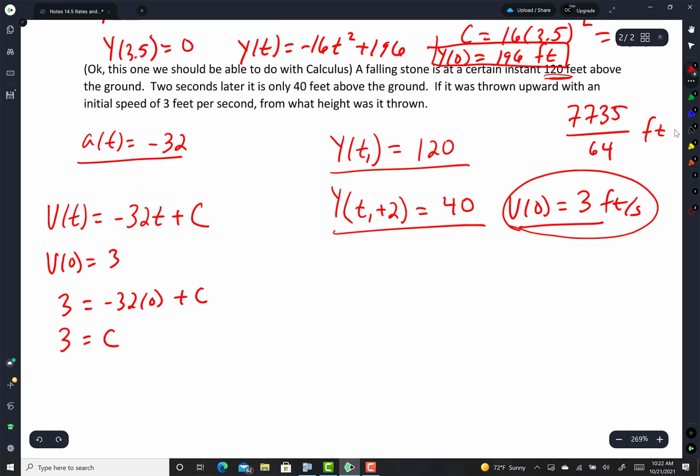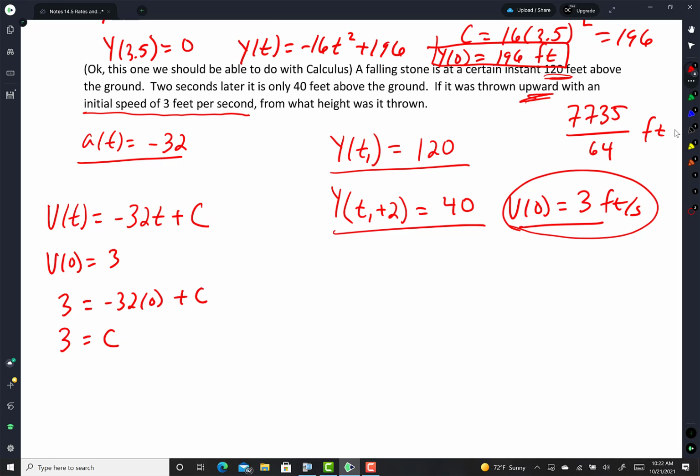And why is it positive and not negative? Because I threw this up. It says upward. If it was thrown downward, you would use negative. If it is thrown upward with an initial speed of 3 feet per second. Also, when t is 0, it's supposed to be velocity. Initial, yes.